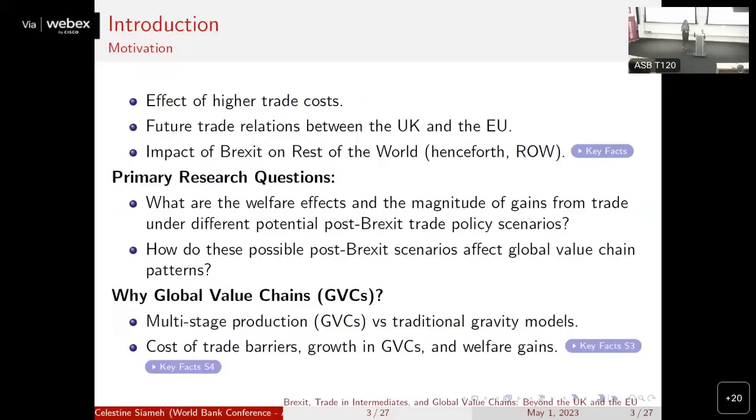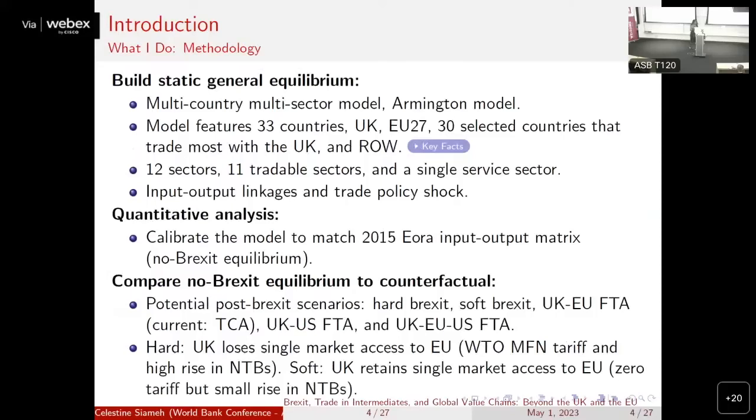And the third one has to do with the fact that growth in global value chains amplifies welfare gains to trade barriers than when we look at a bilateral trade model. So what did I do for my study? I did three major things.